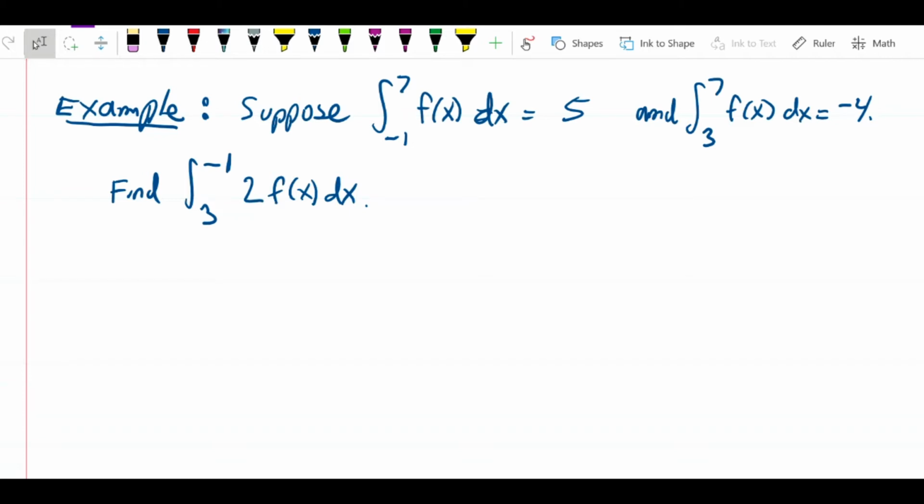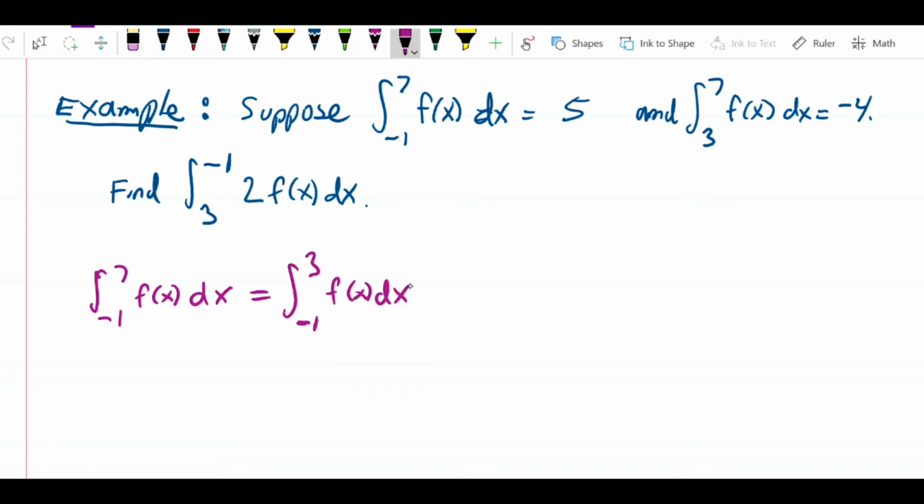All right, so first of all, what you should be thinking when you see that one interval of the givens is a subset of the other is the additivity property. So what we know, for example, is that the integral from -1 to 7 of f of x dx is equal to the integral from -1 to 3 of f of x dx plus the integral from 3 to 7 of f of x dx.